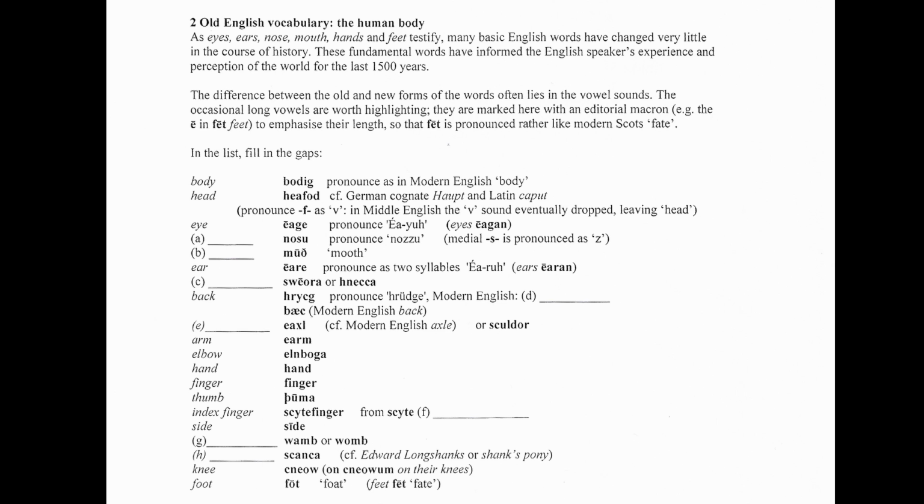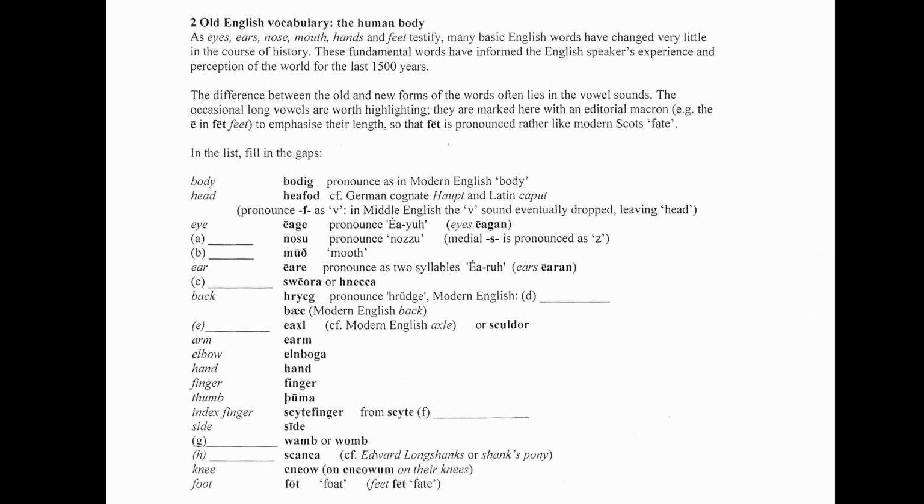Ear is ear. Sweor, what do you think that might be? Neck, yes. So the alternative word, necka, gives you that. The back was a hrudj, or back. Axle, or shoulder, was the shoulder. Arm, ellenbogen, hand, finger, thumb. Shoot a finger, because that's why you shoot your arrows with. Cedar is your side. Wamb means a stomach. For some reason, the French word stomach has come into the English language, but almost all the other words for the parts of the body go right back to Old English and are still Germanic.